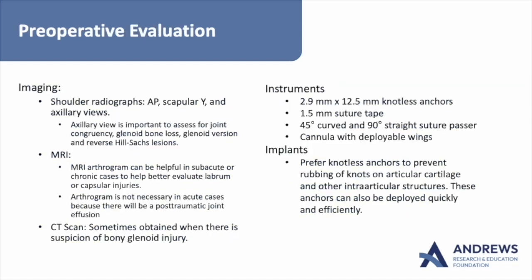The preoperative evaluation includes imaging. Shoulder radiographs are routinely obtained and include AP, scapular Y, and axillary views. MRI arthrogram can be helpful in subacute or chronic cases. Implants: we prefer knotless anchors to prevent rubbing of knots in articular cartilage and other intra-articular structures.